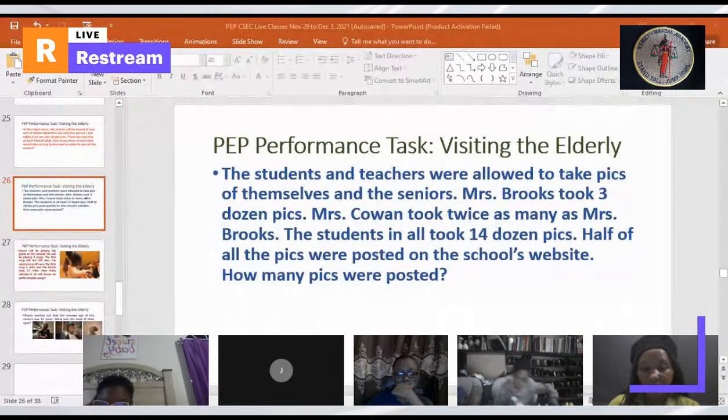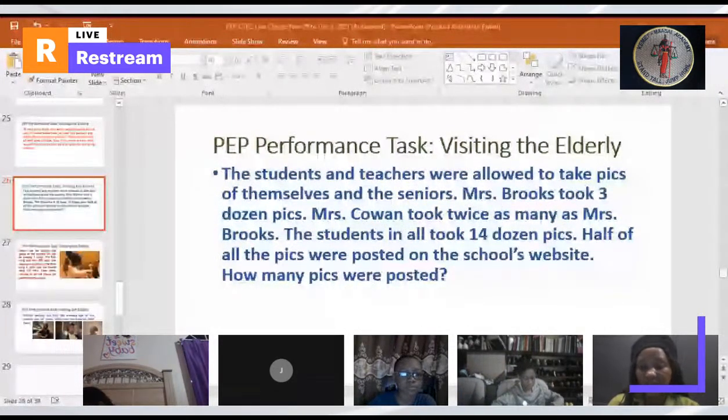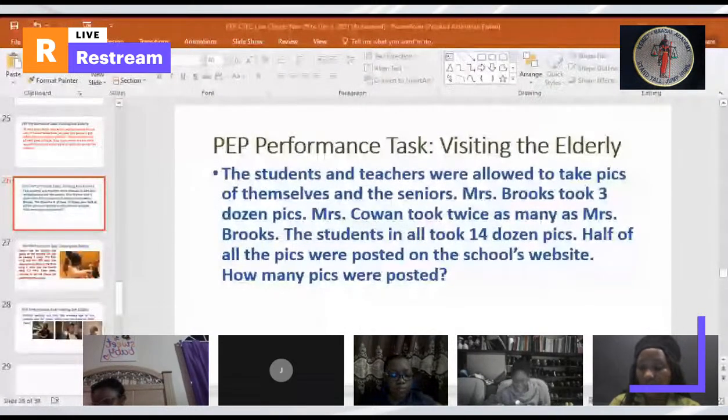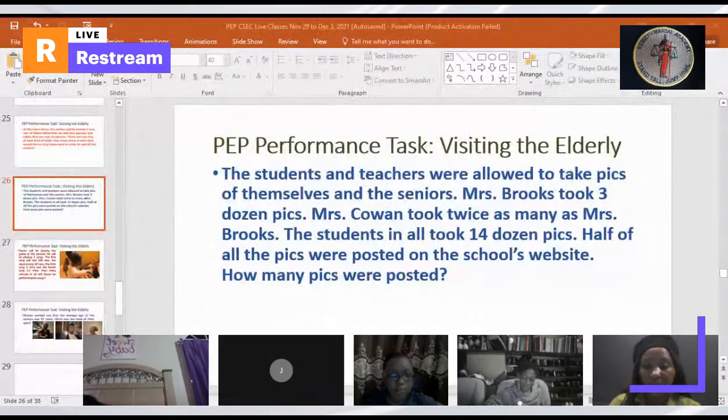Antoine is saying, let's find out how many units we're talking about. Since the pics were given in dozens, let's find out exactly how many we're talking about. So for Mrs. Brooks, she took 3 dozen pics and he knows that 1 dozen is 12. So 3 dozen would be 12 times 3, that's 36. And Mrs. Cowan, twice as many. So Antoine said he added 36 or multiplied 36 by 2 and he got 72.